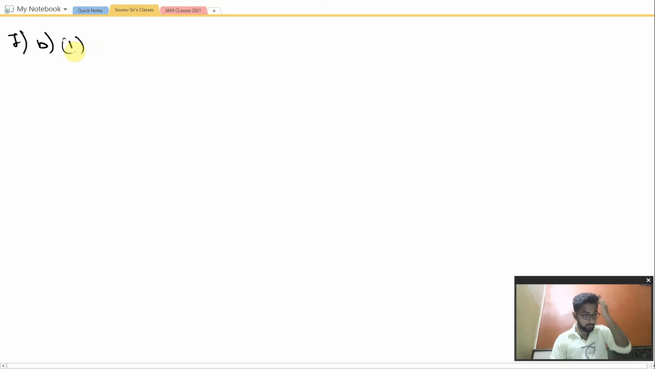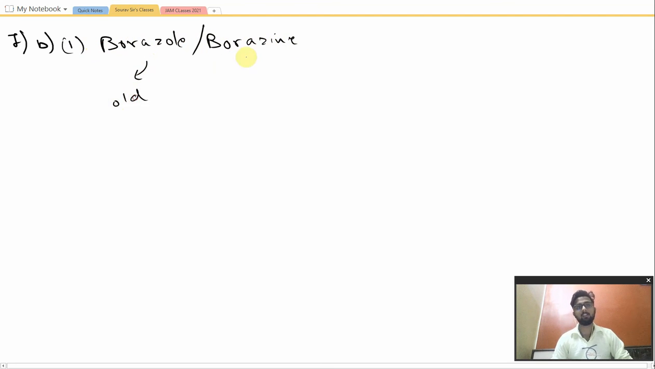So the first part of the question says, what is inorganic benzene? And write down its structural formula. This is a question of 5 marks. So you have to just write a to-the-point, small answer, and you will be getting full marks for that. So basically borazole, or you may say borazine. Both of them are the same compound. This one is the old convention, and this one is the new convention. You may write any one of them, you will be getting full marks for that. So borazine or borazole is known as the inorganic benzene.